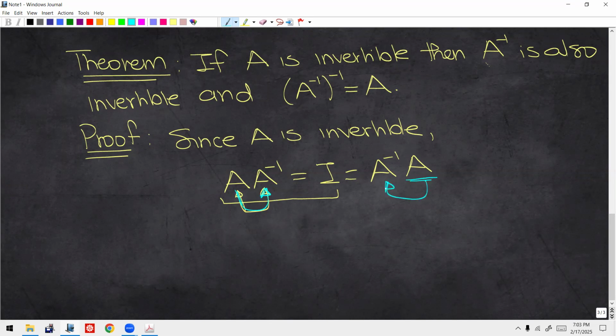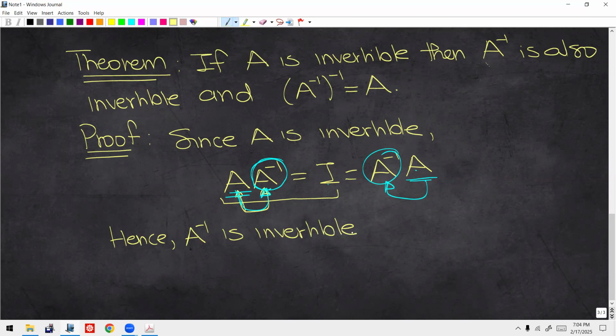But wait a minute, we also know from this, we can also say what? This is invertible, correct? Because if I multiply this by A, I get identity. If I multiply this by A, I get identity. So what does that mean? That means that A inverse is also invertible, okay? Because anytime you multiply two matrices and you get identity in either order, then they are inverses of each other. So this implies that A inverse is invertible.